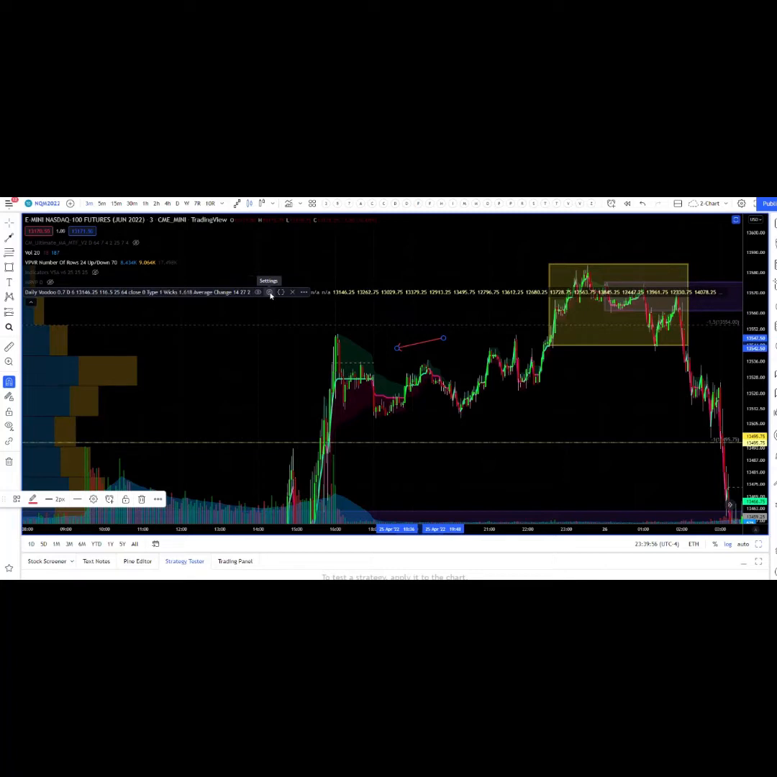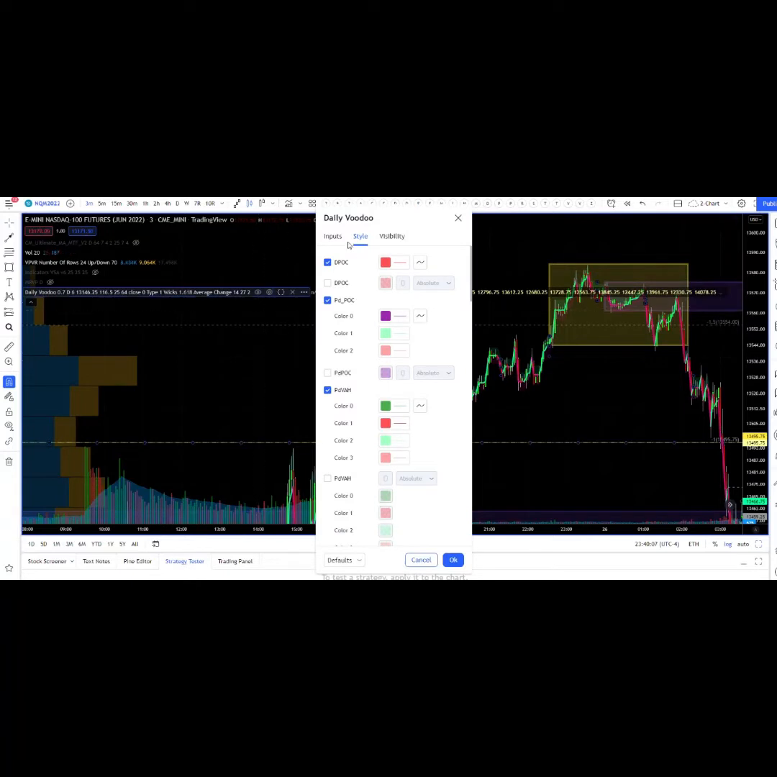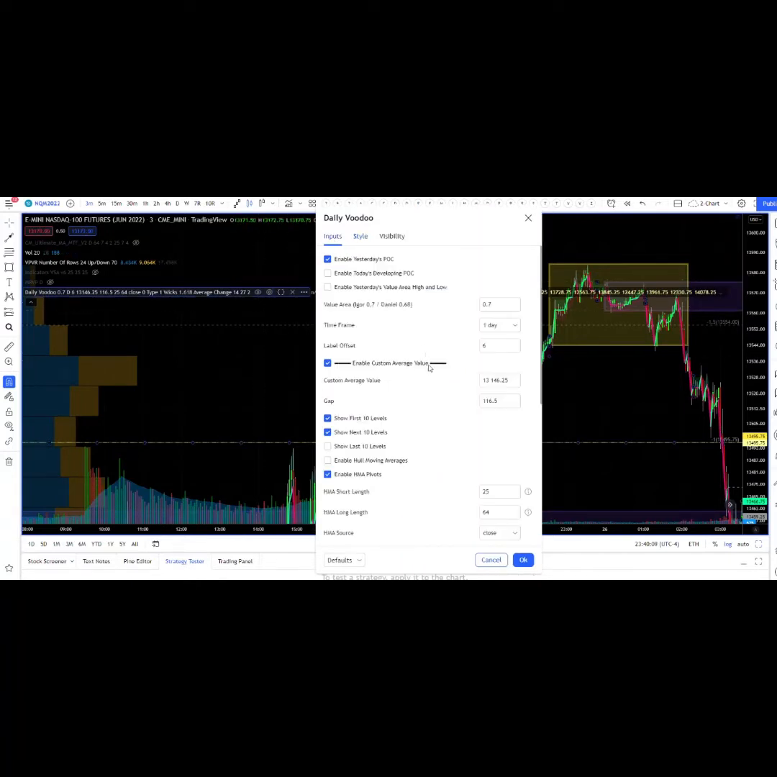What I'm using this for is not only to find the voodoo ranges, which is here, but also to give me the range filter and these pivots, which are these little dashed lines. So my settings here are that I'm enabling the custom average value on this, which is basically saying I want my voodoo range lines to stay still all week long.